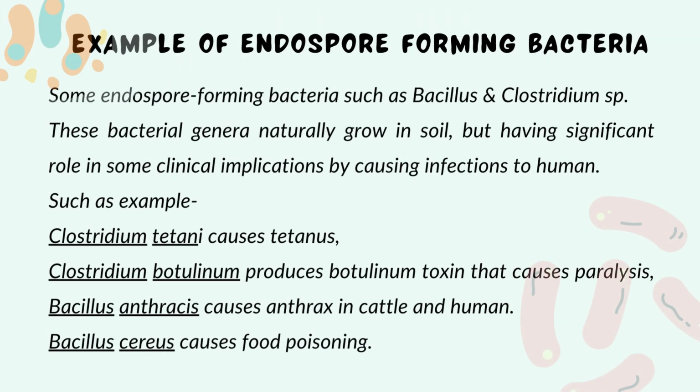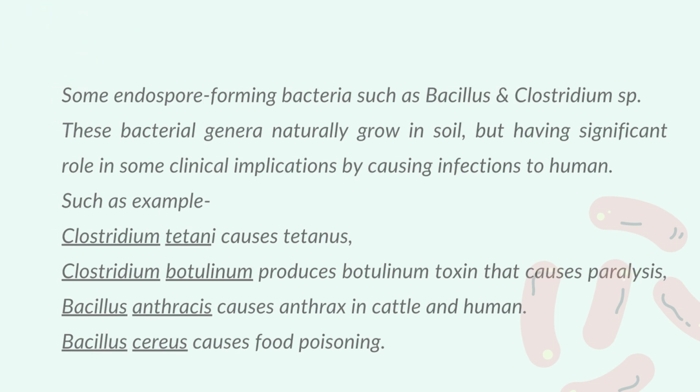Some examples of endospore forming bacteria. Some endospore forming bacteria are Bacillus and Clostridium species. These bacterial genera naturally grow in soil but have a significant role in some clinical implications by causing infections in humans. For example, Clostridium tetani causes tetanus, Clostridium botulinum produces botulinum toxin that causes paralysis, Bacillus anthracis causes anthrax in cattle and humans, and Bacillus cereus causes food poisoning.